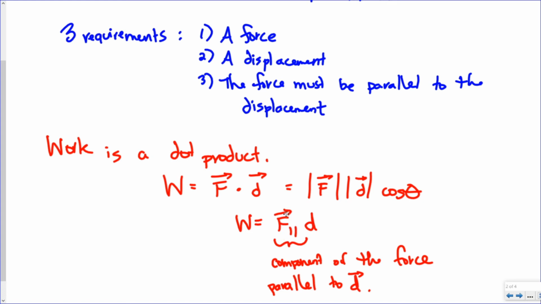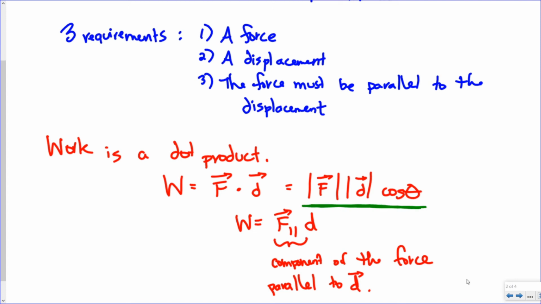So how do we find the parallel component? We would do F times the cosine of theta and then times D, which is right here. So these are all just rearrangements of the same thing. The one we are going to use the most is right here. This is the part that we'll be using the most.